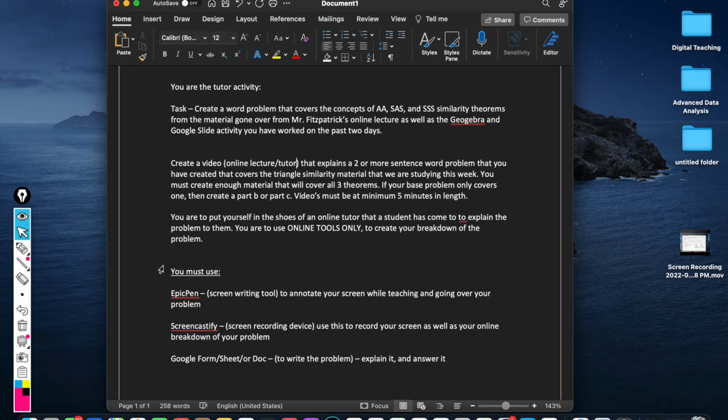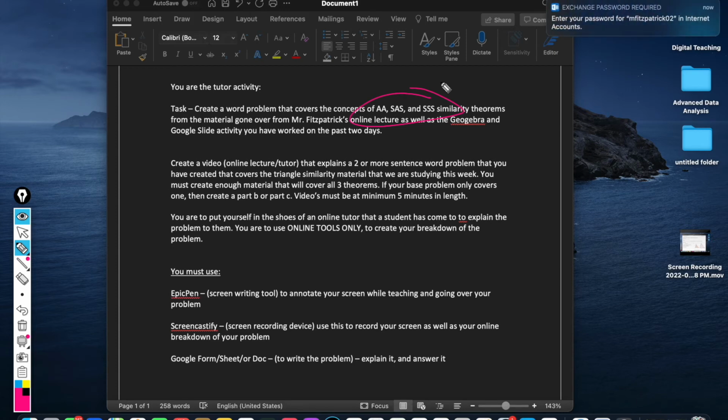You take a look at some examples, but your goal is to create a word problem that is going to cover those three concepts. You must create enough material that will cover all three theorems. If the base problem only covers one, then create a part B and/or part C. The video must be at least 5 minutes in length.